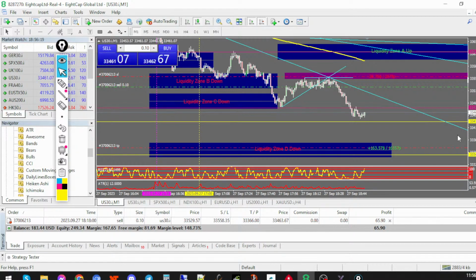So Pratt, we're in another trade to the downside. Price is coming down. We're looking for that D zone.